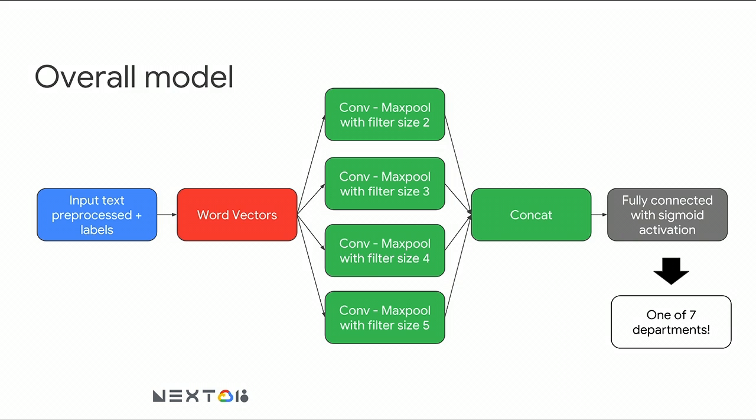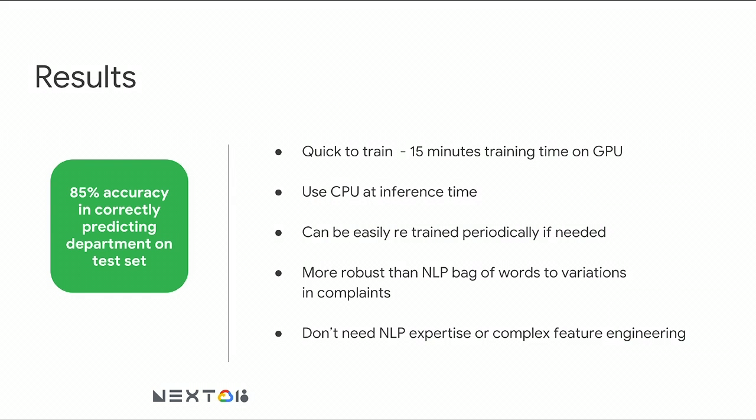And what this does is it basically assigns each complaint into one of the 7 departments, assigning them different probabilities. And we can just pick the department with the highest probability as the prediction from the model. So as you can see, this is a relatively simple architecture, and it's amazing how well this works. So we were able to get 85% accuracy in correctly predicting department on the test set, which is the set that the model wasn't exposed to at the time of training.